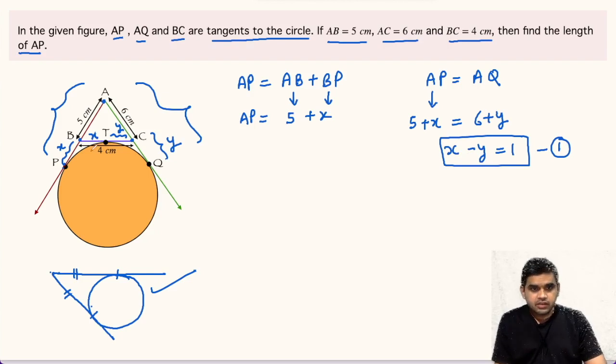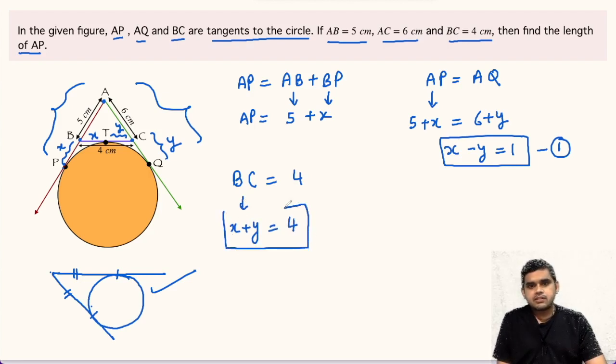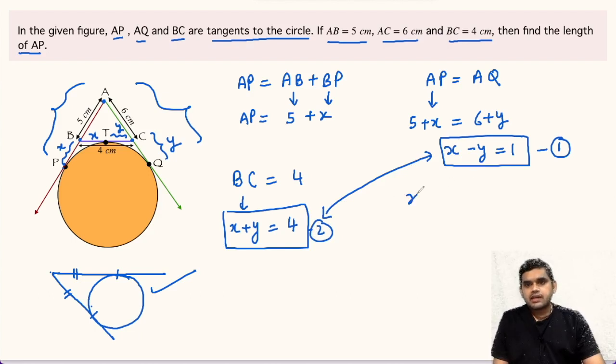Now if we focus on the length BC, BC is 4 centimeter, it is given to us, and BC is made up of two parts, x and y. So we can write x plus y equal to 4. Let this be equation number 2. Now we will solve these two equations in order to find the value of x. For that, x minus y equal to 1 and x plus y equal to 4 is given. If we add them, y will vanish and 2x will be equal to 5.